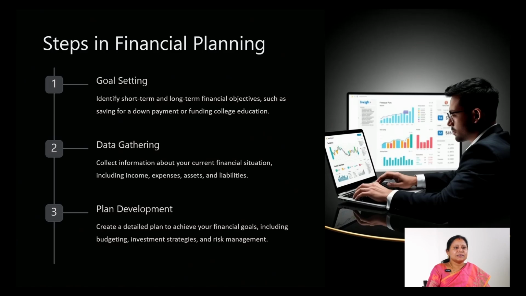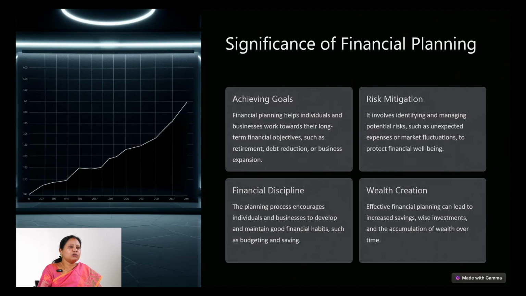Resource allocation is the next step, where the business decides how to use its financial resources to meet the goals. Finally, the business should monitor and adjust its financial plan regularly to keep up with changes in the market or its financial situation. Shall we now move on to the significance of financial plan?